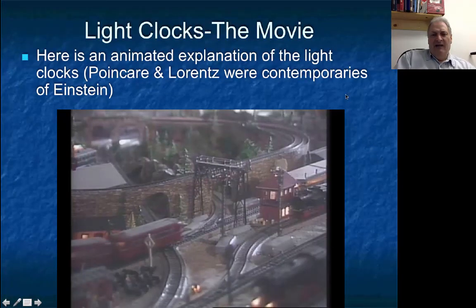And I think I do have one last movie here about light clocks, which we saw in class, but I'll play for you again. Here it goes.